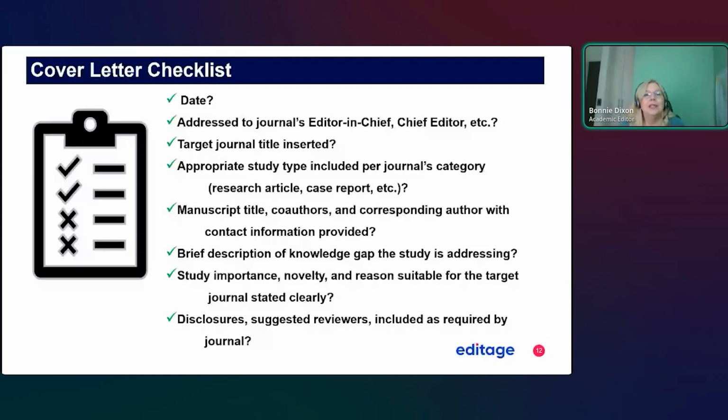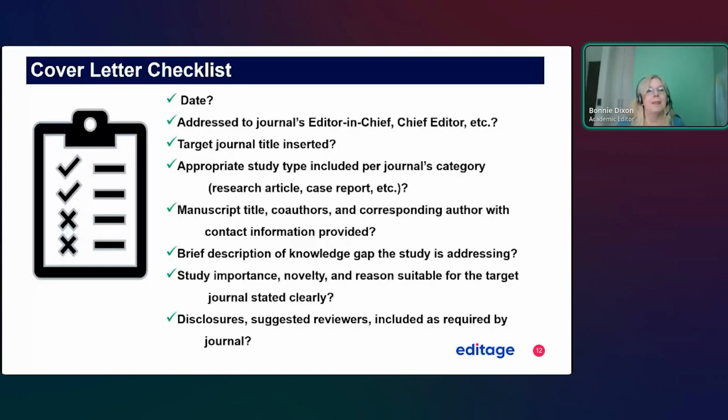Second, you want it addressed to the journal's editor-in-chief, the chief editor, chief field editor, depending on the journal, will be what their title is, but you want to address it to them. This way it looks like it's not a general overall cover letter that's going to be sent out to multiple journals. If it's specifically to that editor, that's showing you cared enough to look up their name and address them correctly.